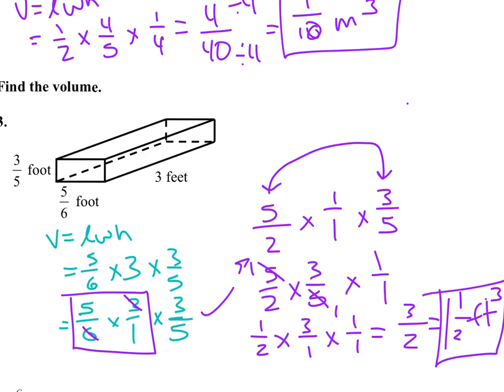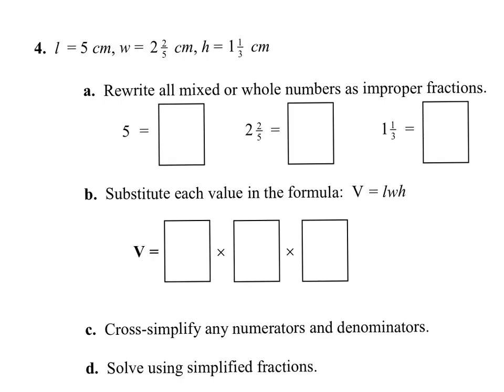Alrighty, let's jump to the backside. Okay, here we are, number 4. Same instructions as before. Find the volume and then simplify. For number 4, it says the length is equal to 5 centimeters, the width is 2 2/5 centimeters, and the height is 1 1/3 centimeters. Part A says rewrite all mixed numbers or whole numbers as improper fractions. So here we go. 5 rewritten as an improper fraction is 5 over 1.